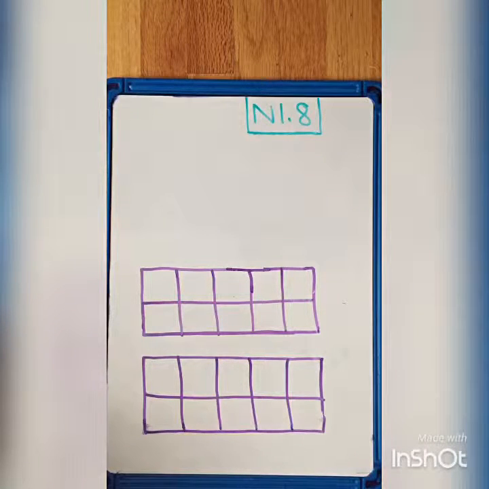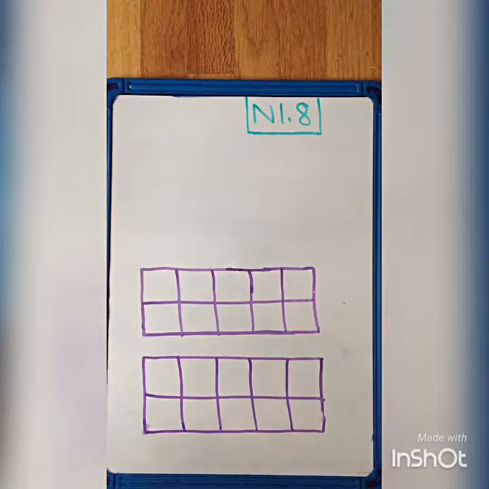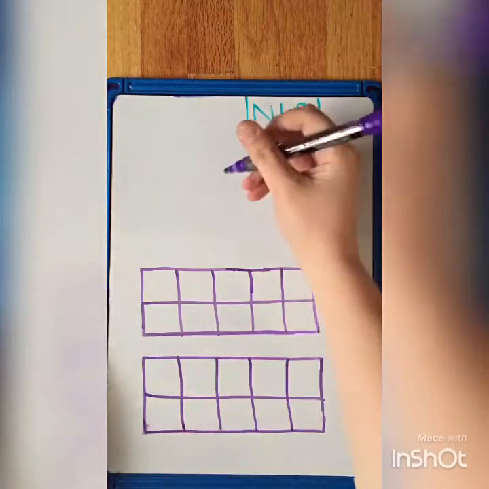So today we'll be talking about grade 1 math, specifically outcome N1.8, which says to identify the number up to 20 that is 1 more, 2 more, 1 less, and 2 less than a given number. So for students to identify, for example, we would give them the number 16.